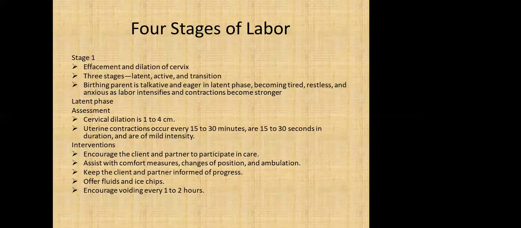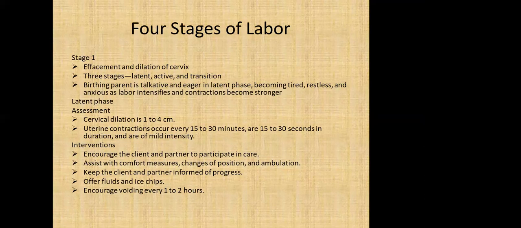So that is the latent phase. We said that the cervix dilates 1 to 4 cm. Contractions occur every 15 to 30 minutes. Then contractions also last for 15 to 30 seconds. Okay.